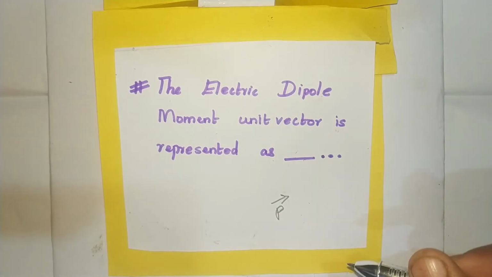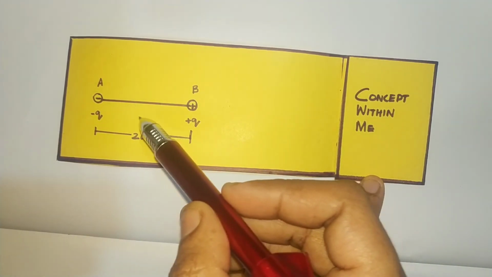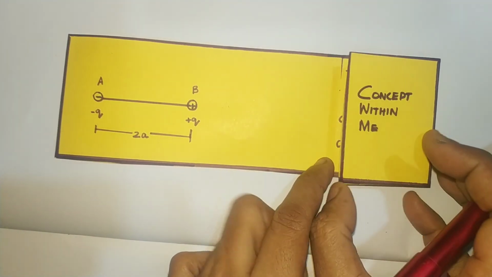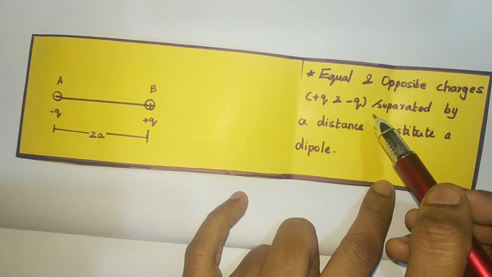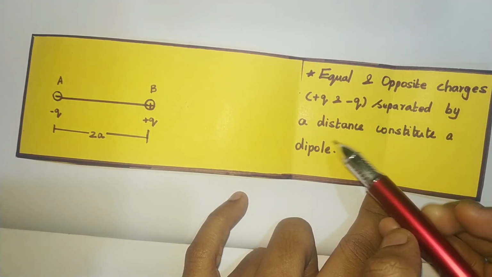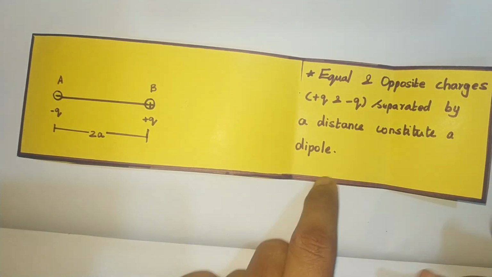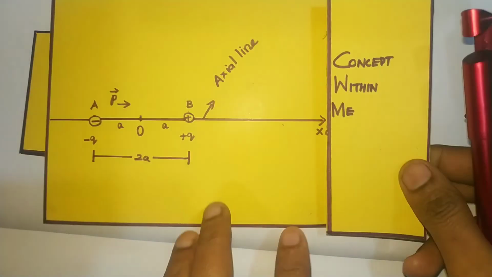As you see here, there are two charges minus q and plus q separated by a distance 2a. What is the concept within me? Equal and opposite charges minus q and plus q separated by a distance constitute a dipole. Okay. Now next concept within me.